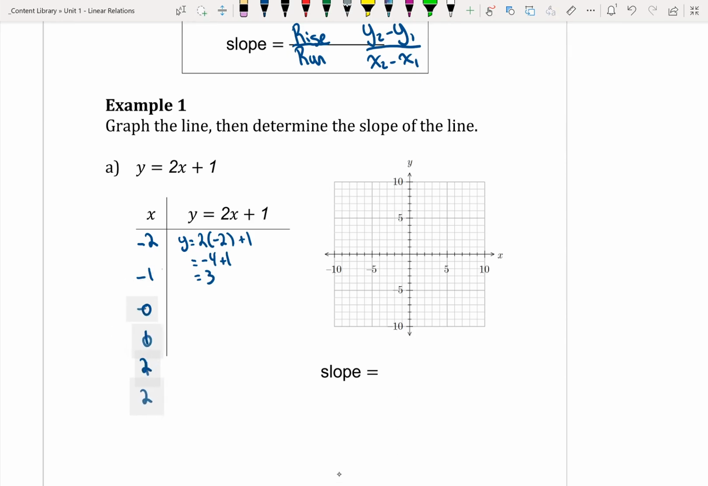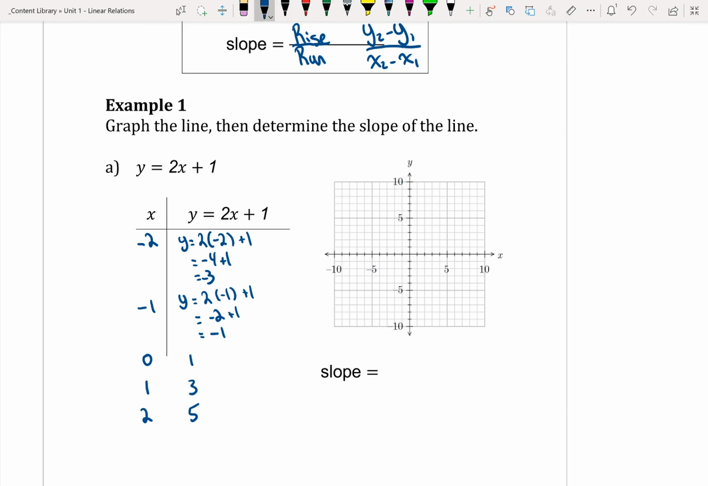So I'm going to move these down. And I'm going to go through the same process with my next x value, -1. So y equals 2 times -1 plus 1. y equals -2 plus 1, which equals -1. Move these down a bit. I can go through and do the exact same step with all the other x values. So I should get 1, 3, and 5.